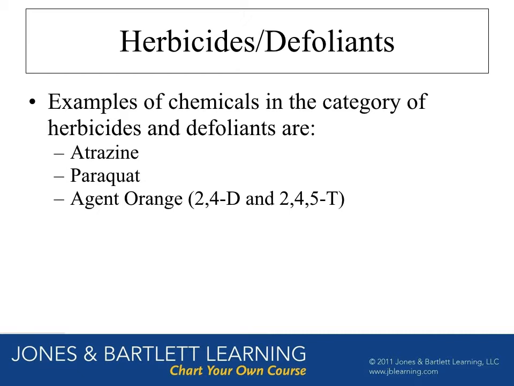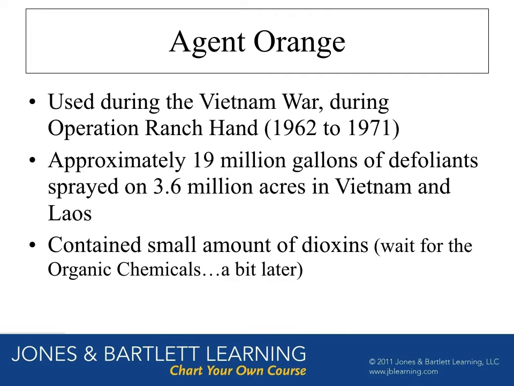Some of the examples in this category of herbicides are atrazine, paraquat, and something called Agent Orange, which is a combination of two herbicides, 2,4-D and 2,4,5-T. Agent Orange was used during the Vietnam War, and not just in the Vietnam War, but very widely as a very powerful herbicide and defoliant. During Operation Ranch Hand in Vietnam and Laos, 19 million gallons of this was sprayed over 3.6 million acres in an attempt to decrease the cover where the soldiers could hide and fight from.